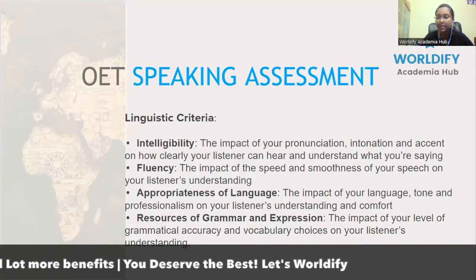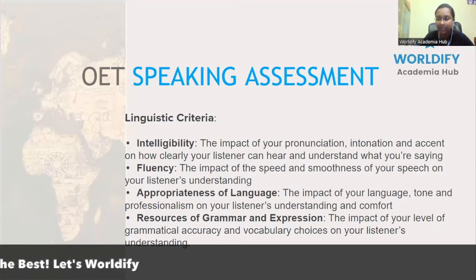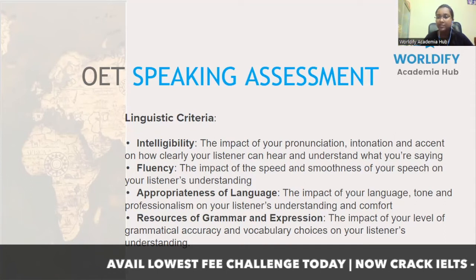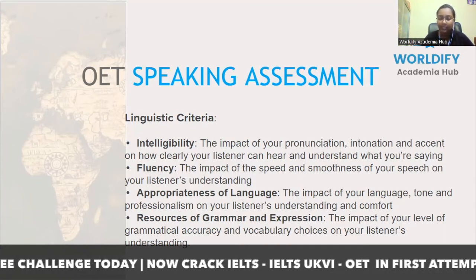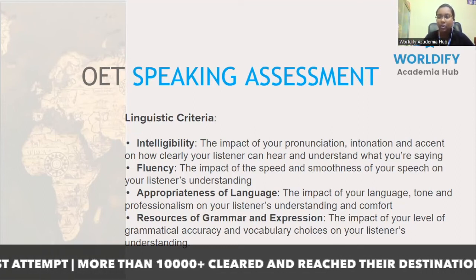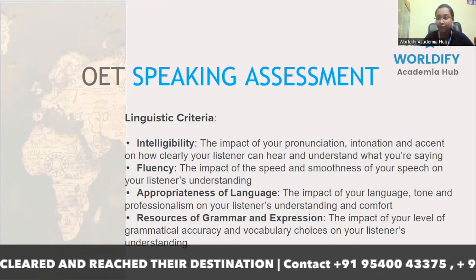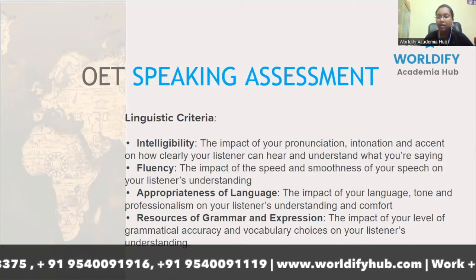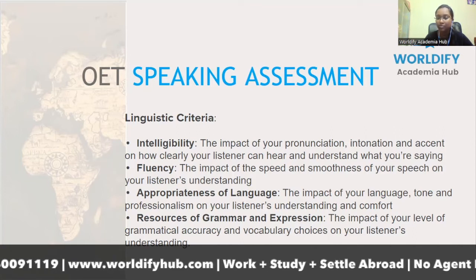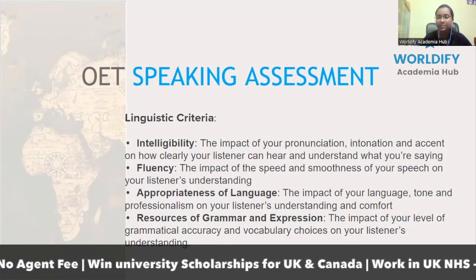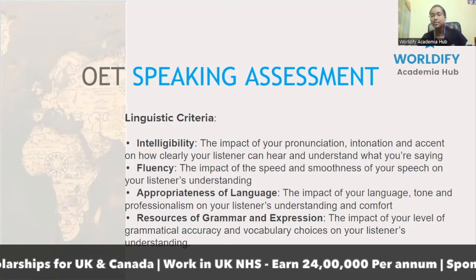Your speaking ability will be assessed on certain criteria. We have two major criteria, that is linguistic criteria, and the next one is clinical communication criteria. Under linguistic criteria, we do have some sub criteria. We have intelligibility, fluency, appropriateness of language, uses of grammar and expression. In intelligibility, they check your pronunciation, intonation, the accent of yours. Is it very clear? If you would ask me what is intonation, when I speak, I should have some stresses on certain words, whereas I'm not supposed to stress on certain words. So there should be a pattern like an ECG in my speech, right? So there should be ups and downs. That is more important for the listener to understand what you're speaking.